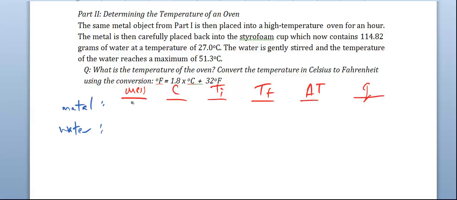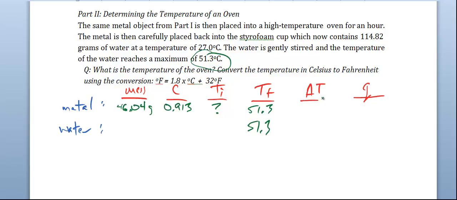The metal is the same as the previous problem, so it's still 46.04 grams. Now we know the specific heat, so we can put that right in, 913. The initial temperature, that's what we're trying to find out. The final temperature is now 51.3, and that's the same for both the metal and the water.